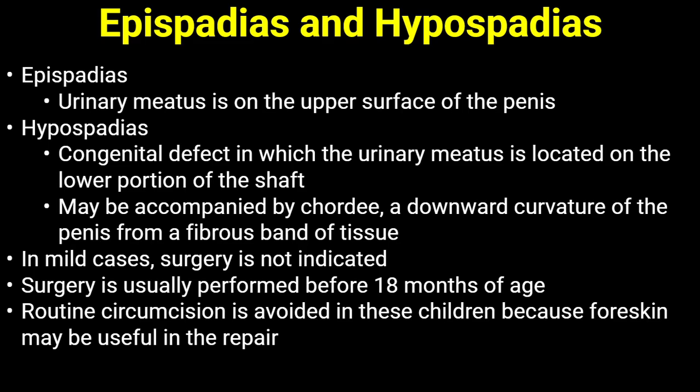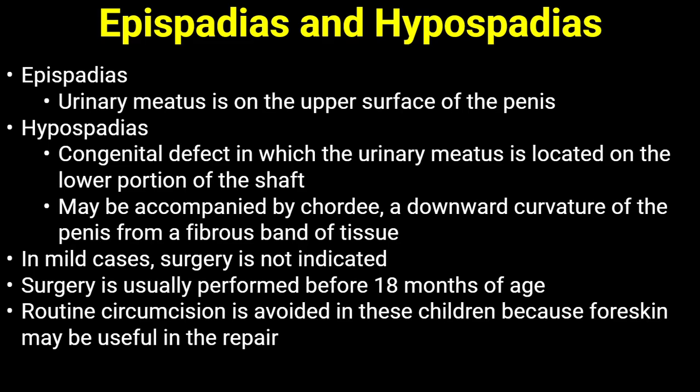Many boys with hypospadias also have chordee, a downward curvature of the penis that becomes more noticeable with erection. Chordee may interfere with normal urination and future sexual function if left untreated. Treatment is surgical repair, usually performed between 6 and 18 months of age. Mild cases may not require surgery, but more significant defects generally do. One of the most important nursing considerations is not to circumcise these infants. The foreskin is often used by the surgeon to reconstruct the urethra during repair.